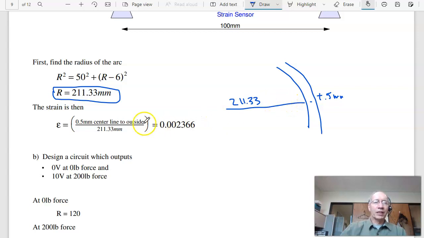The relative strain is it increased by 0.5 millimeters at a radius of 211. So that's the strain. Half the thickness over the radius. The strain is 0.0023 on the outer edge. The inner edge will be minus 0.0023. It compresses.